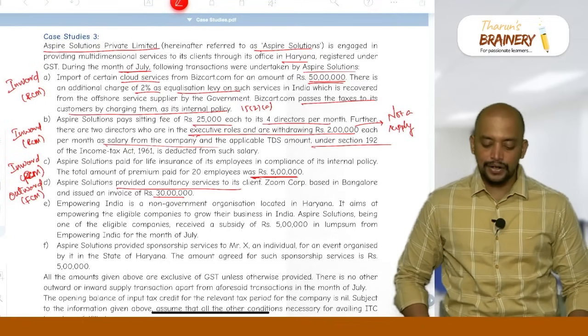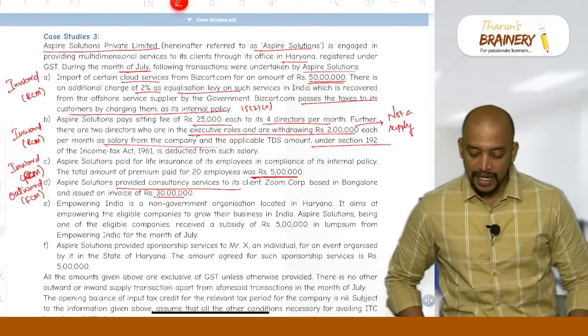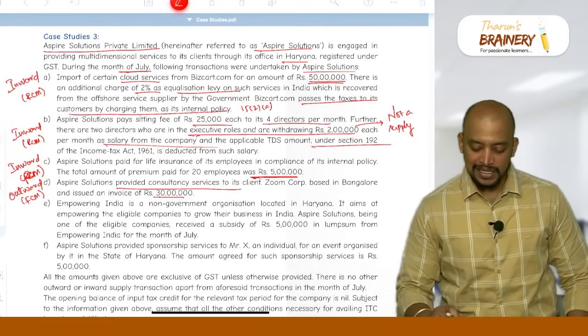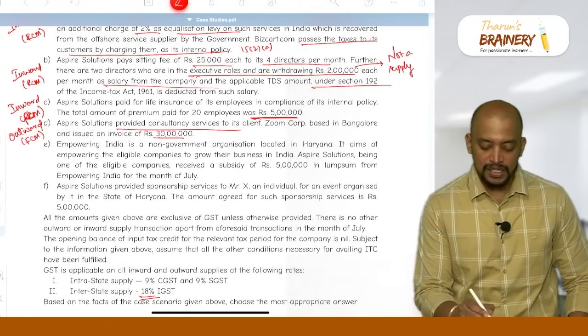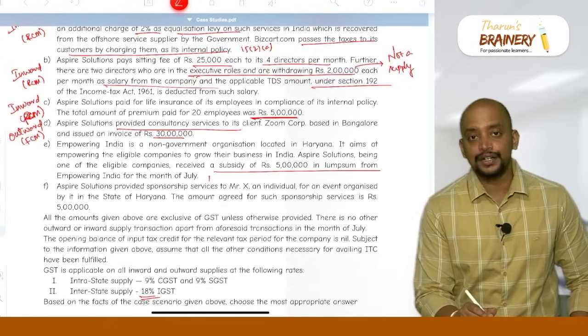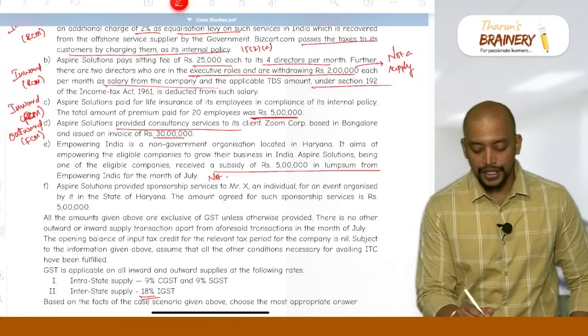Empowering India is a non-government organization located in Haryana. It aims at empowering the eligible companies to grow their business in India. As per solutions, being one of the eligible companies, received a subsidy of 5 lakhs in lump sum. So therefore it is not a consideration. So not included in value.